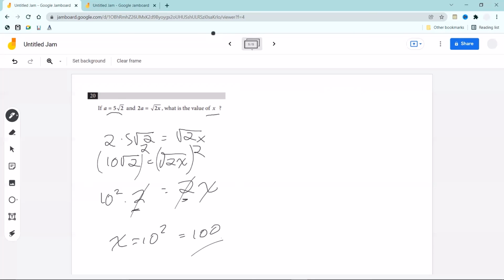Simple enough. Just remember to square both sides there, and remember that root 2 squared is 2. Another interesting fact is that 2 divided by root 2 is root 2. And that makes sense, because when you divide a number by its square root, you'll get back its square root.